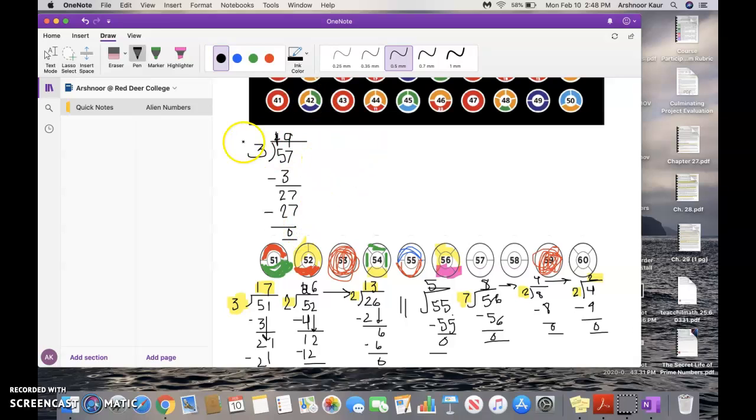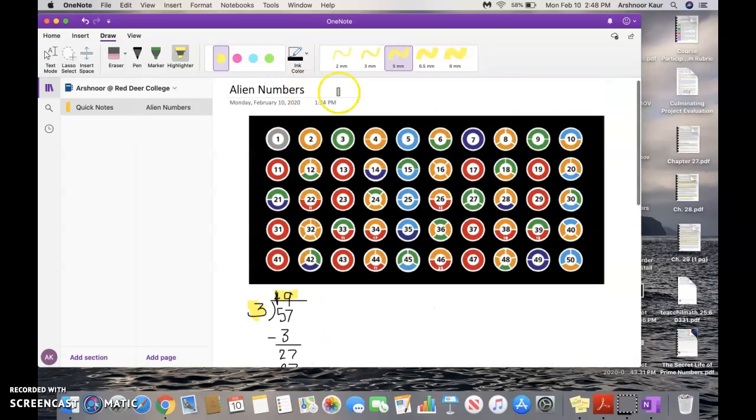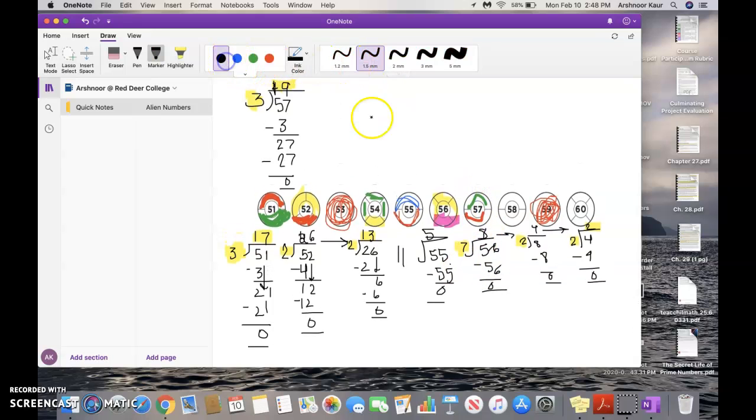And therefore, 19 and 3 are most probably going to be my factors, because 19 and 3, if you look, are my prime factors here. So 19 is here, 3 is here. So 1 is going to be red, and 1 is going to be green. Now moving on to 58.